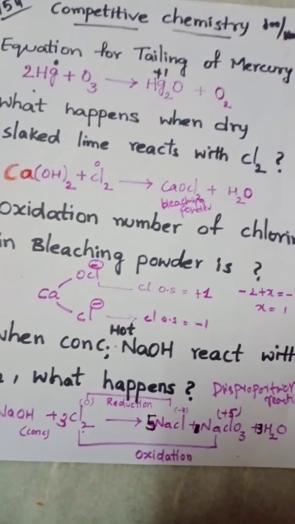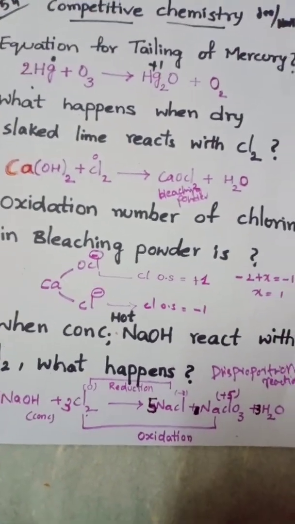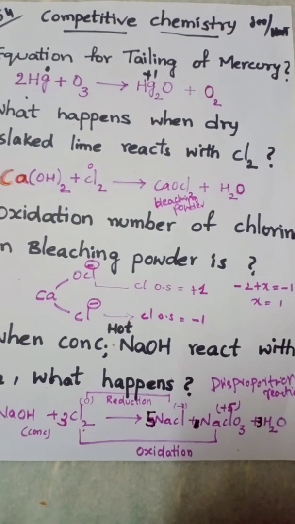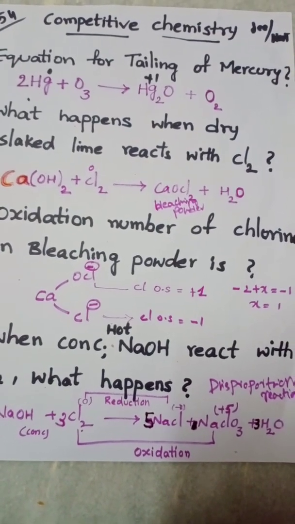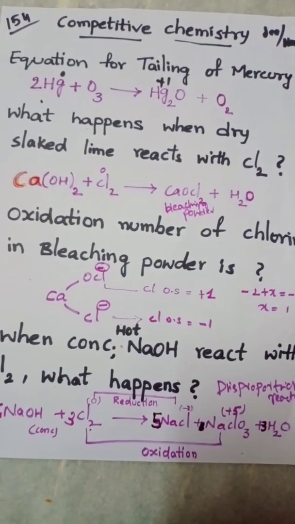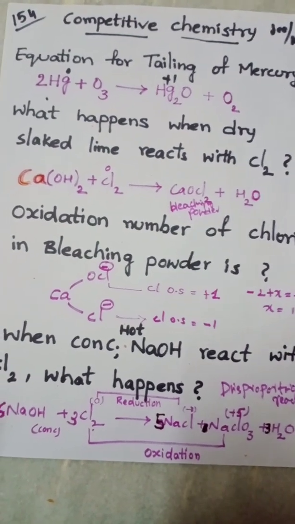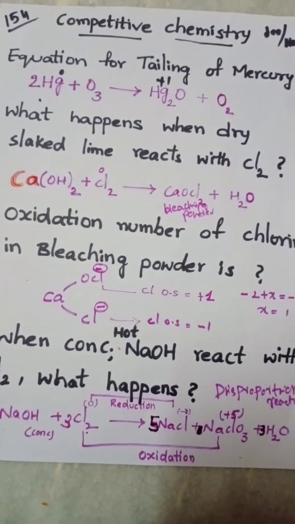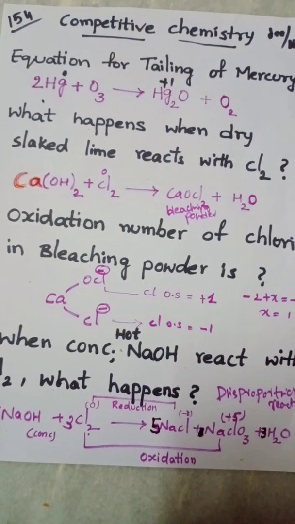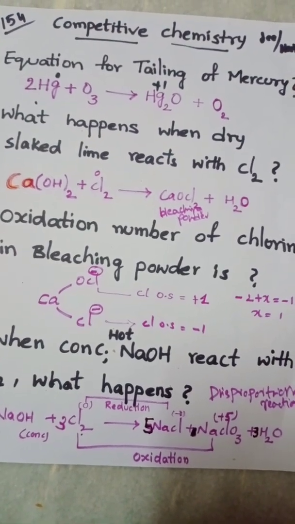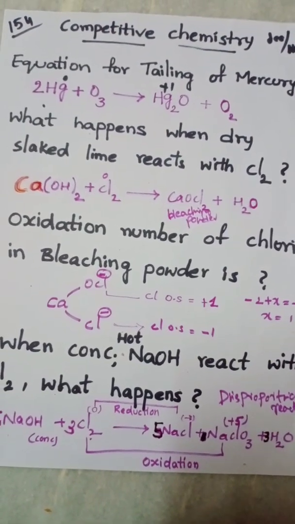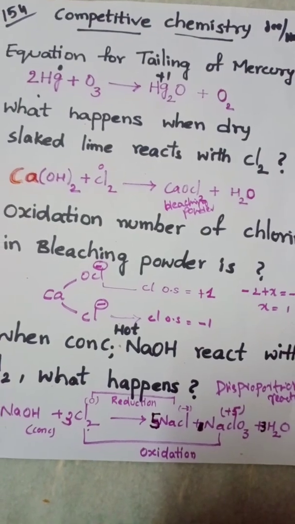Please note it. That is the equation for tailing of mercury. You know pretty well, mercury reacts with ozone, it loses its meniscus, it loses its mobility and sticks to the glass. That is nothing but the formation of mercurous oxide. Hg plus O3 gives Hg2O plus O2.